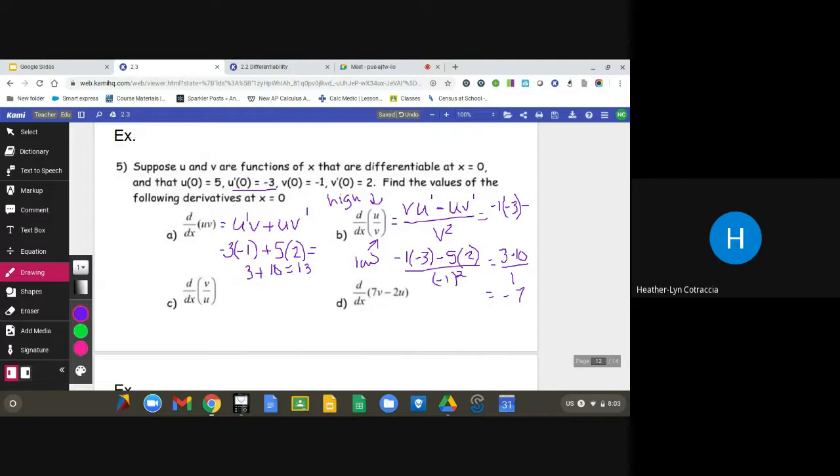Okay, over here, same thing, different order. So low d high minus high d low all over low squared. I think you probably can go up and you just sub in the numbers. And then this one over here, part D, very simple. Probably the simplest one on the whole page. It'd just be 7V prime minus 2U prime. So you just look up to the top. V prime is 2 minus 2 times U prime, which is -3. So that gives me 14 plus 6, which is 20.